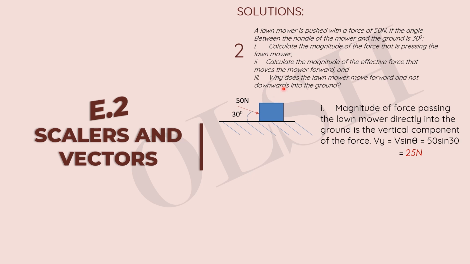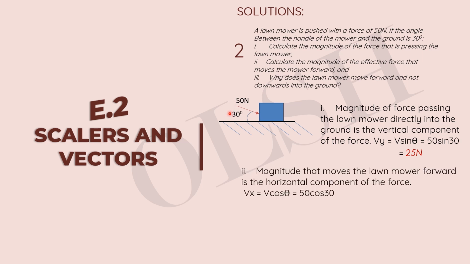Next we are asked to calculate the magnitude of the effective force that moves the mower forward. The effective force that moves this mower forward is obviously the force that acts in the horizontal direction. So we do the same thing, find the force that acts in the horizontal direction, by doing V cos theta. That means we do 50 cos 30, and that gives us 43.3 newtons. Basically, remember that we always use the angle the force makes with the x-axis, so we can always use sine for the vertical and cos for the horizontal.